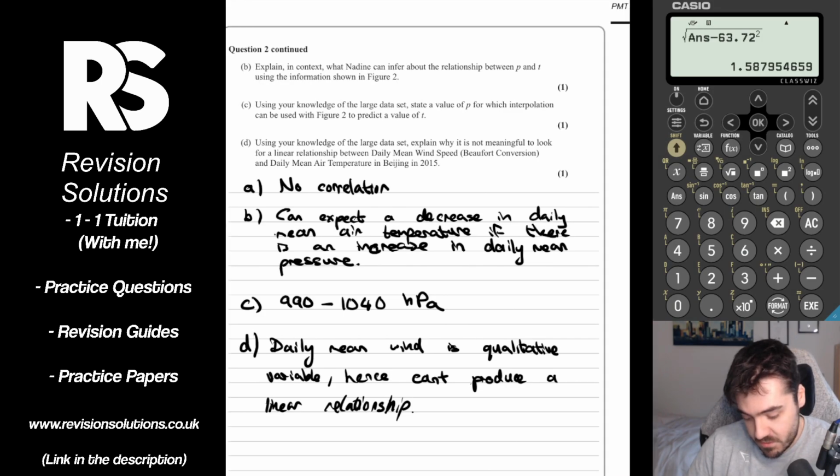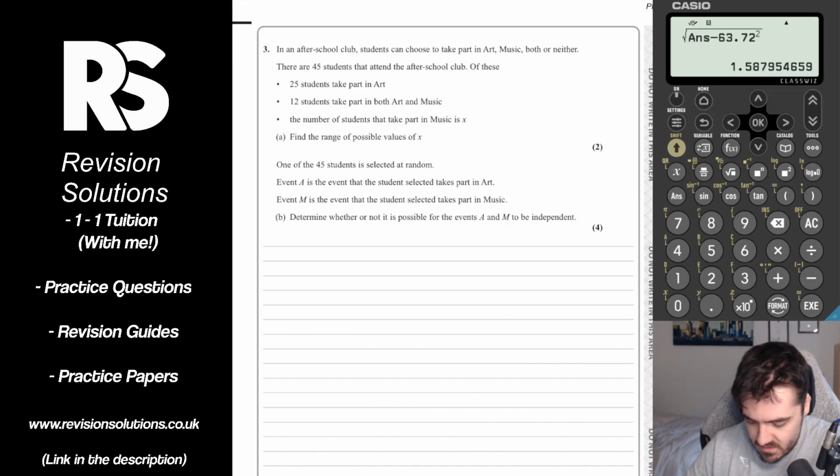Okay, moving on now to question 3. It says, in an after-school club, students can choose to take part in art, music, both, or neither. There are 45 students that attend the art after-school club. Of these, 25 students do art, 12 students take part in both art and music, and X number do music. Find the range of possible values of X.